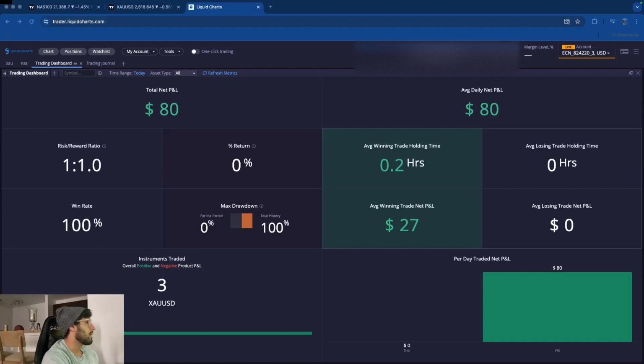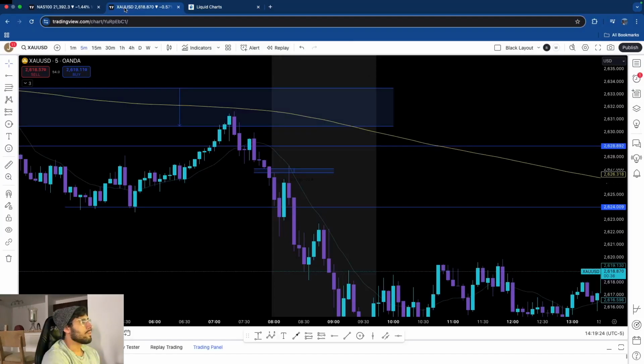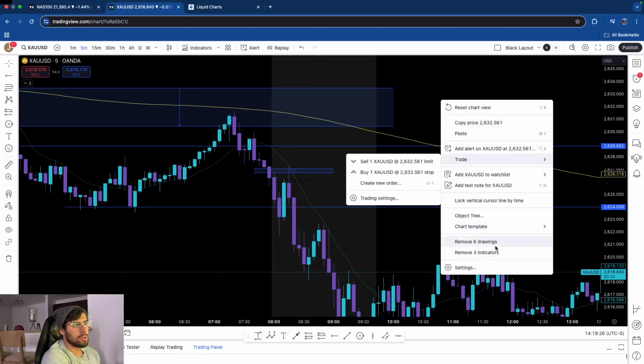So we're about to do that right now, and this is my broker Liquid chart. If you are shopping around for brokers, they have a great platform. Their withdrawals are very quick, and I've had no issues with them so far. So right here, gold, let me take all these drawings off.